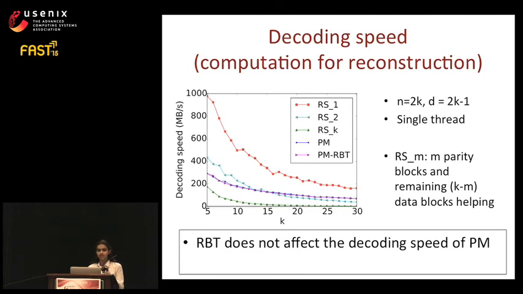And the second curve is Reed-Solomon decoding using 2 parity blocks and other data blocks. And the bottommost curve is Reed-Solomon decoding using all parity blocks. So we can see that the decoding speed in both PM and PMRBT are close to Reed-Solomon decoding using 2 parity blocks.